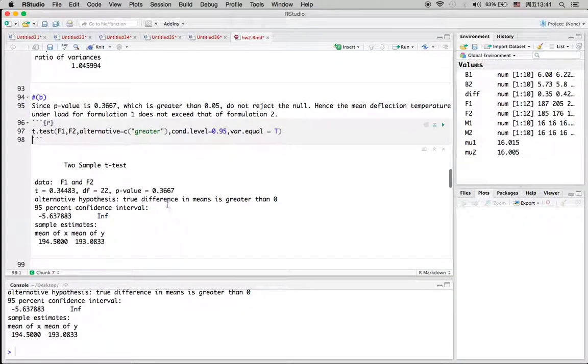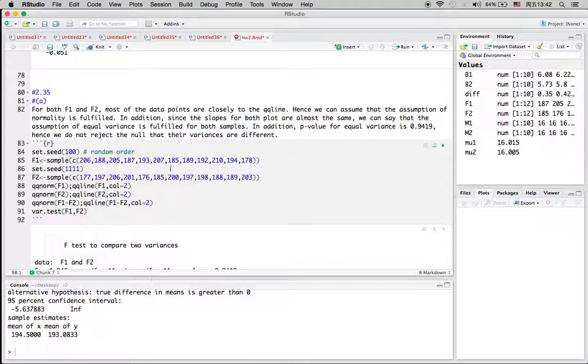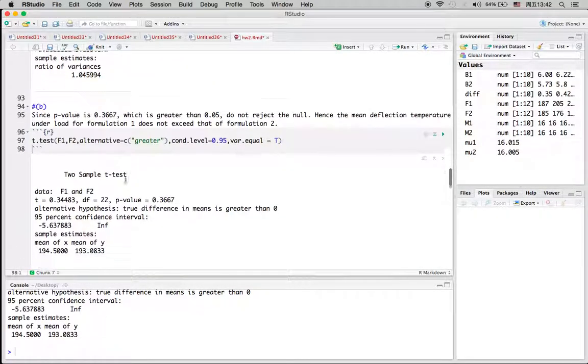Here we have the p-value is 0.36, which is greater than 0.05 again. So we do not reject the null, which means there isn't a difference between the two populations here, F1 and F2.